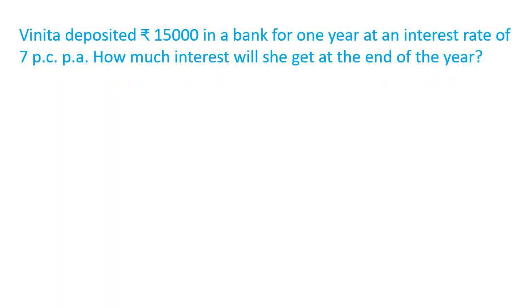Simple interest क्या है? Simply you deposit money. If one is a depositor of rupees 15,000 in a bank for 1 year, and the interest is 7% per annum, 7 rupees per 100 per year, how much will she get at the end of the year? So this is the fundamental of a bank interest calculation.